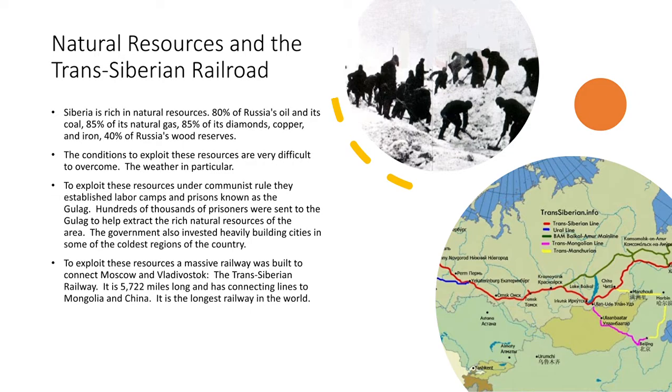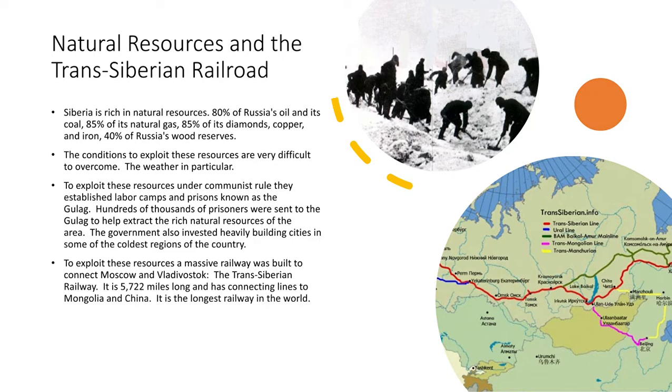Now, how are they going to get all of these amazing resources out of here? This is a project that began in the late 1800s and continued through the 1960s, and it was completed. This was what's called the Trans-Siberian Railroad. That was the unique method they used to exploit all of the amazing natural resources of Russia. And it's the longest railway in the world.